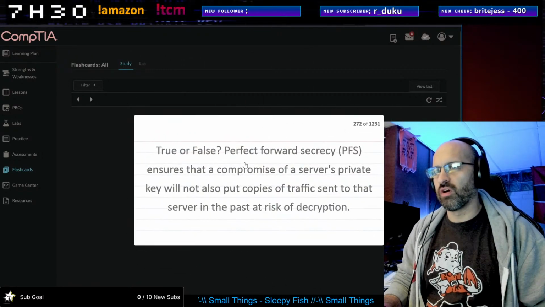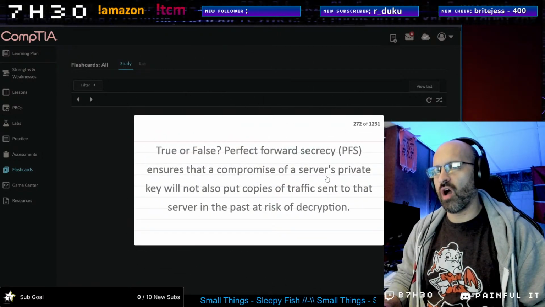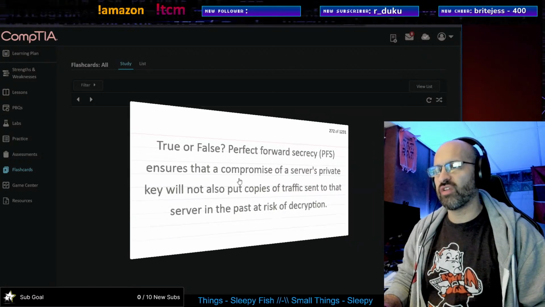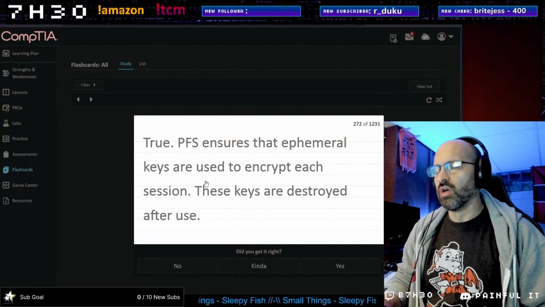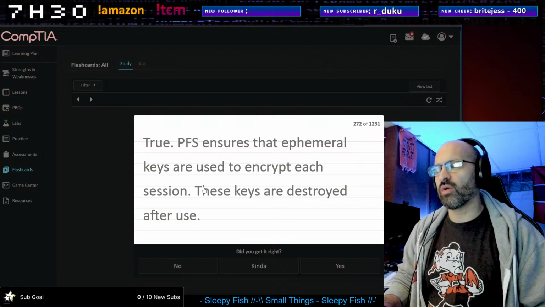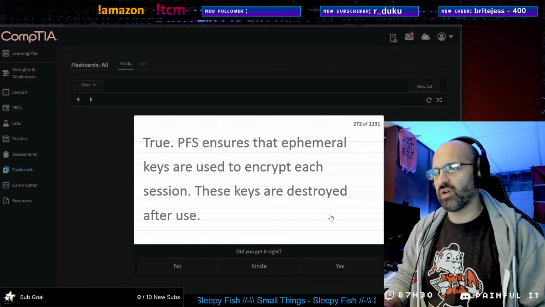True or false? Perfect forward secrecy ensures that a compromise of a server's private key will not also put copies of traffic sent to that server in the past at risk of decryption. True. Perfect forward secrecy ensures that ephemeral keys are used to encrypt each session. These keys are destroyed after use.